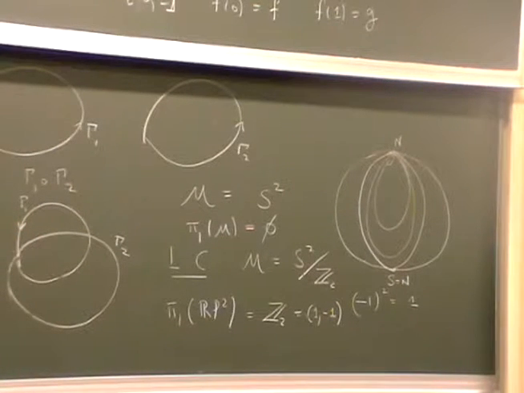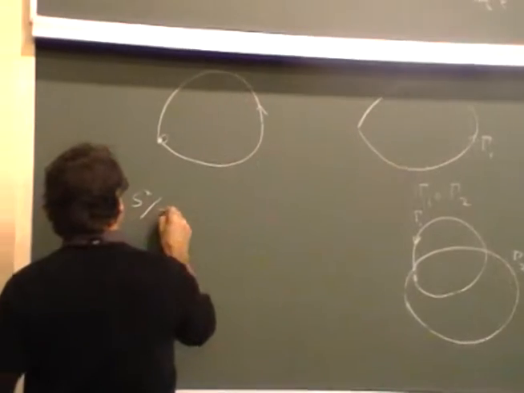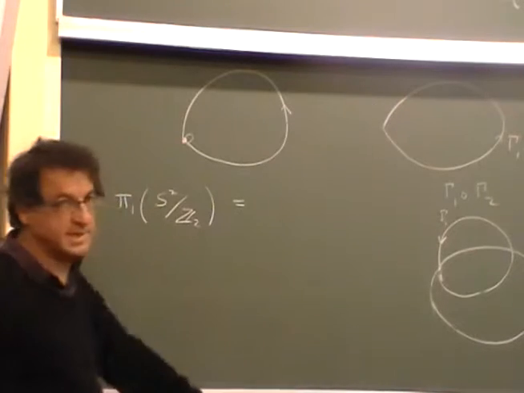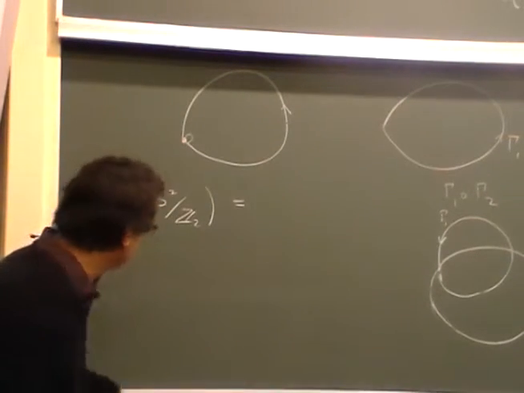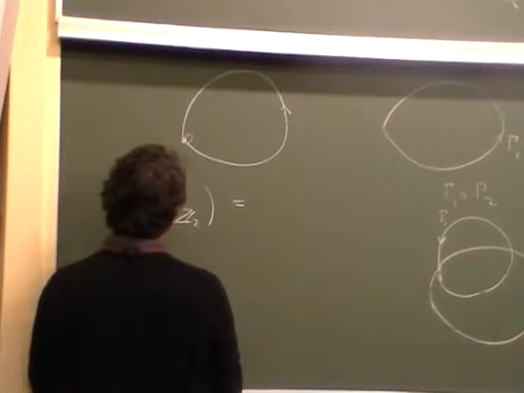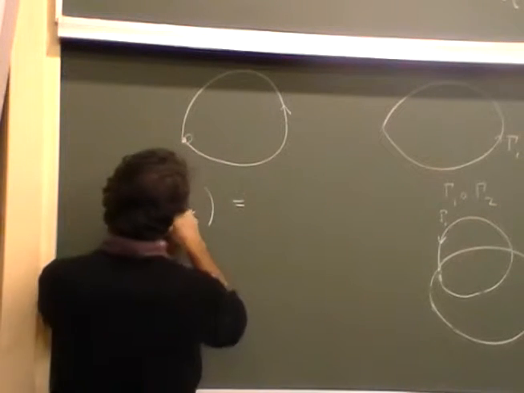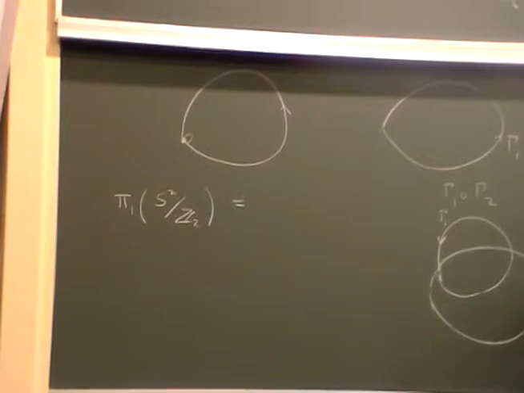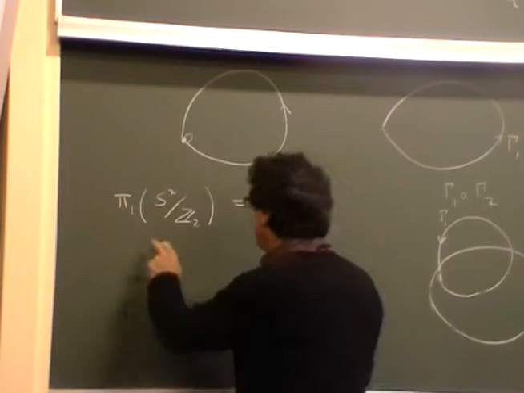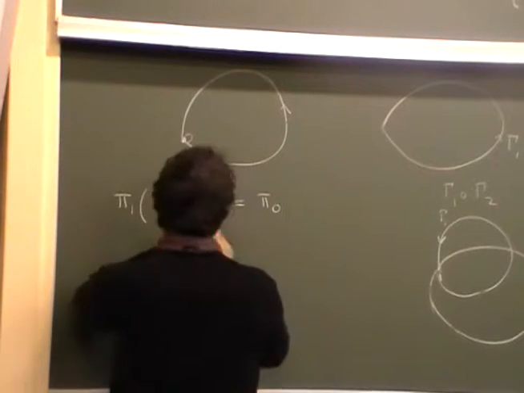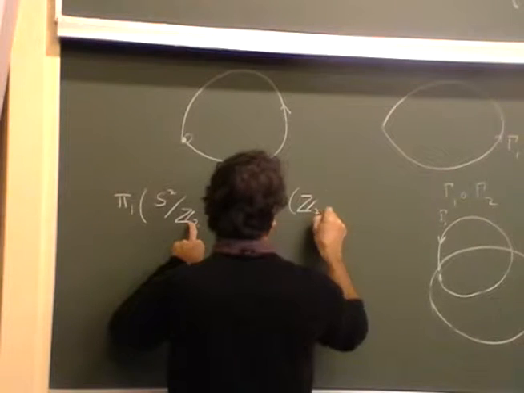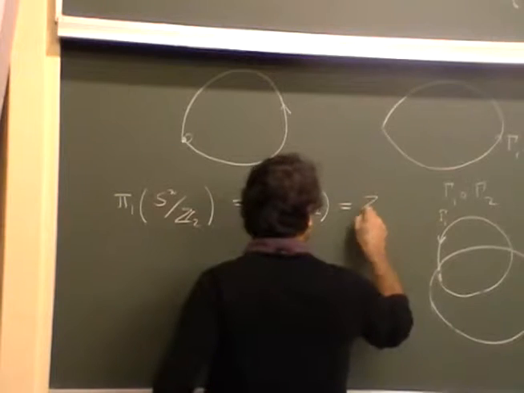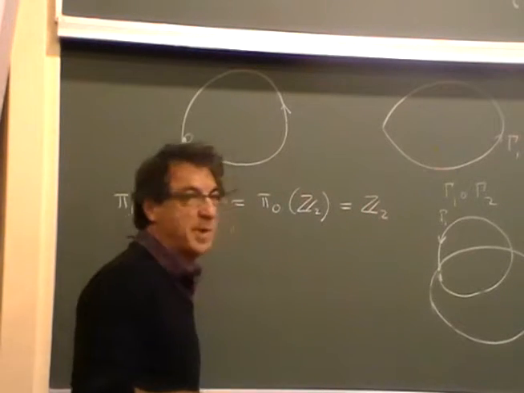There's a mathematical way of proving this for which you need more mathematics, but it turns out if you have a coset space like this, something mod something else, then if the top one here is contractible, simply connected, which we already saw, then this becomes just pi 0 of the bottom one. So this is just pi 0 of Z2. Z2 has 2 disconnected components, so this is just Z2 itself. So there's a more mathematical proof.